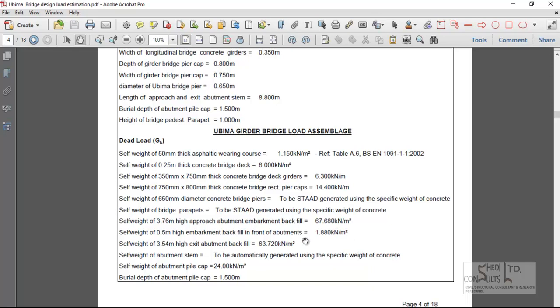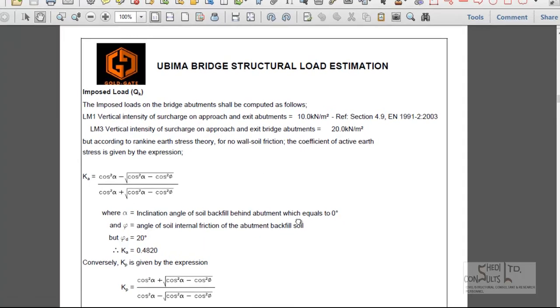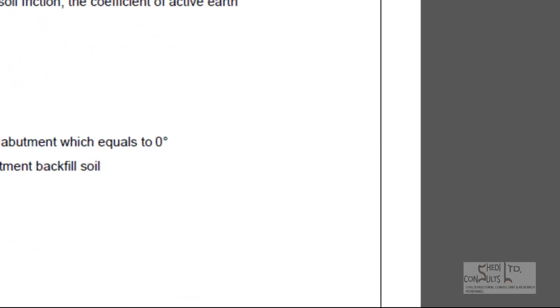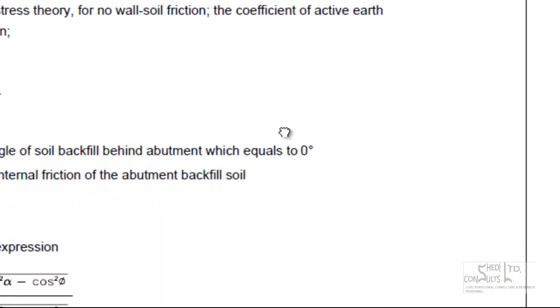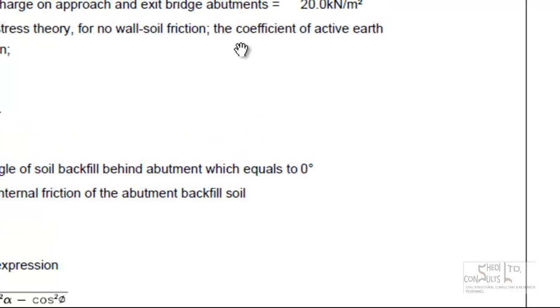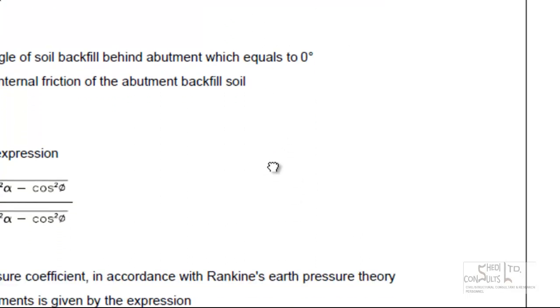You have the weight of the bridge piers. You have the weight of the pier cap. And then you have dead surcharges as a result of the embankment on the approach and exit sections of the bridge. And then you have the weight of your abutment, as well as the weight of appurtenances. In this case, we are designing the parapets without handrails. And now imposed loads you have on the bridge are loads such as live surcharges. You have live surcharges on the approach and exit sections of the bridge.